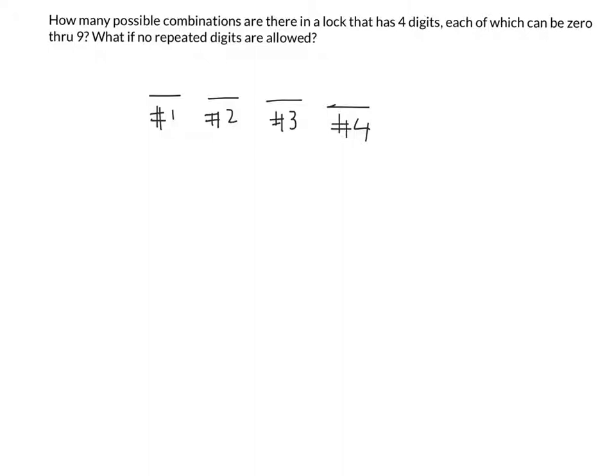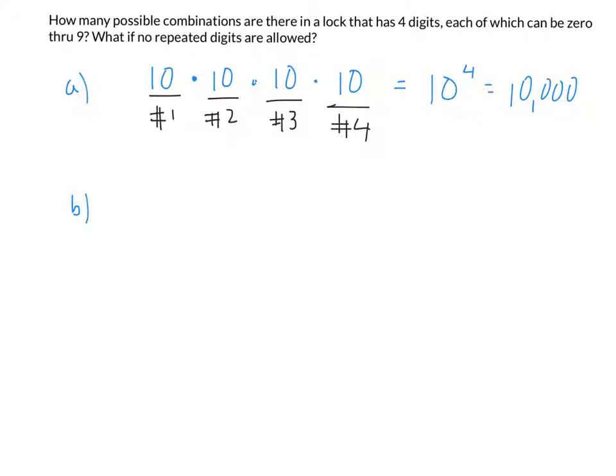In the first case, if we can have 0 through 9, that's 10 choices. What that means is we have 10 choices for the first digit. If the second digit is allowed to be a repeat, then we have 10 choices. Once again, we have 10 choices, and for the last digit, we have 10 choices. What this means is we have 10 to the 4th, or 10,000 different combinations that we could get with this lock with 4 digits if repeats are allowed. So we'll call that part A, and we'll say for part B, what if repeats are not allowed?